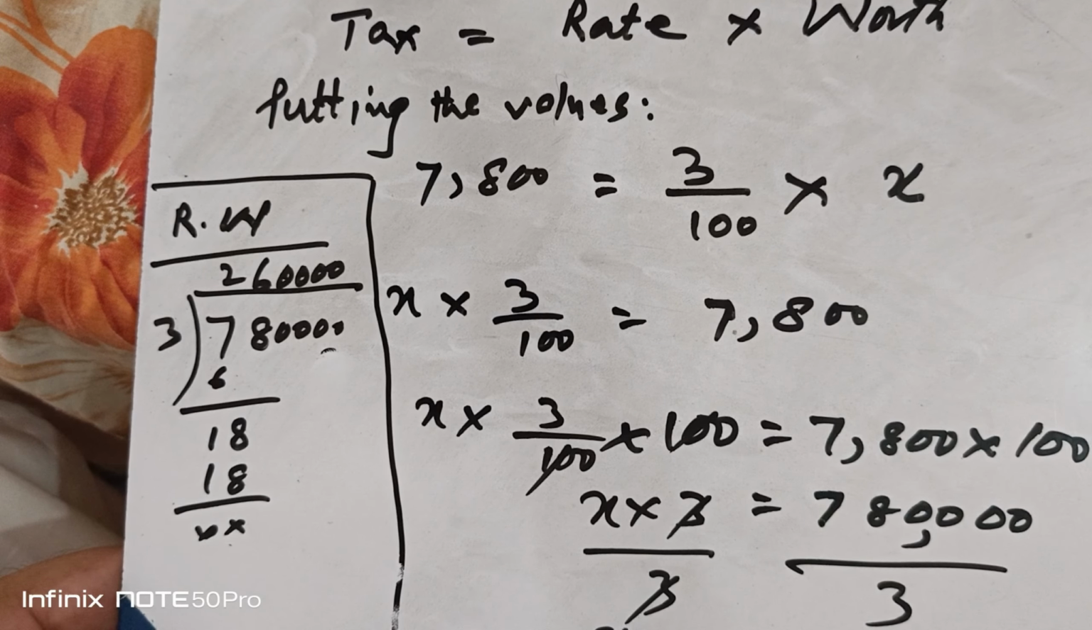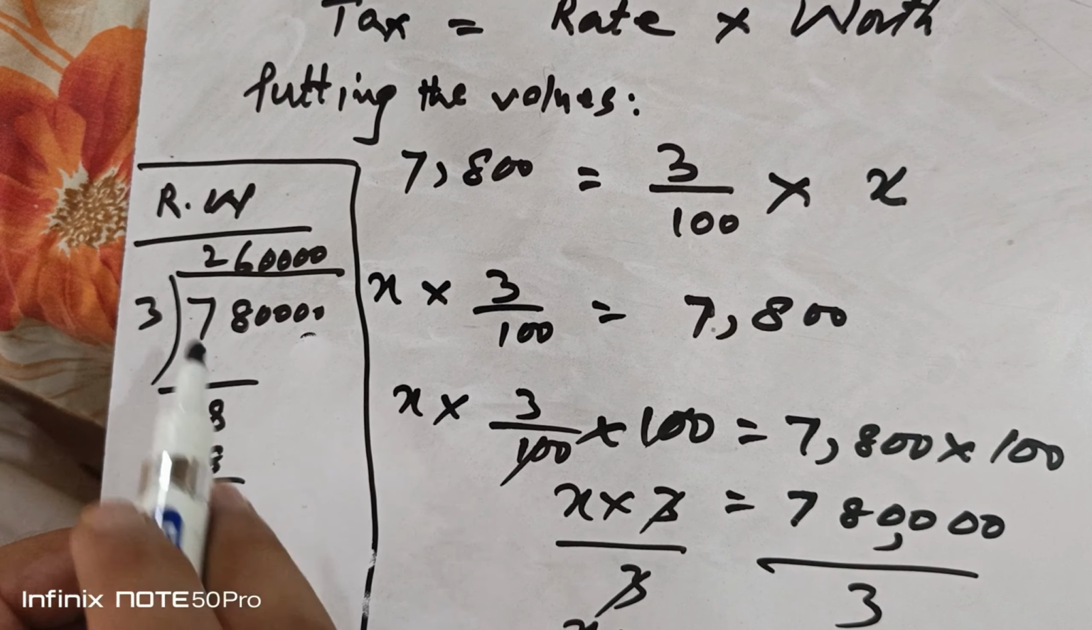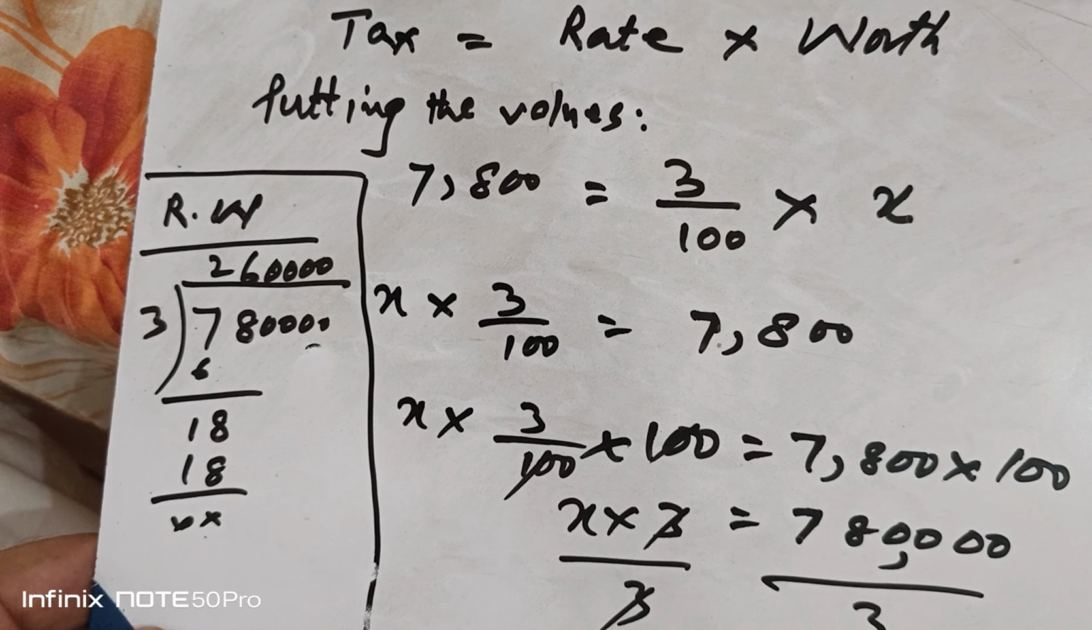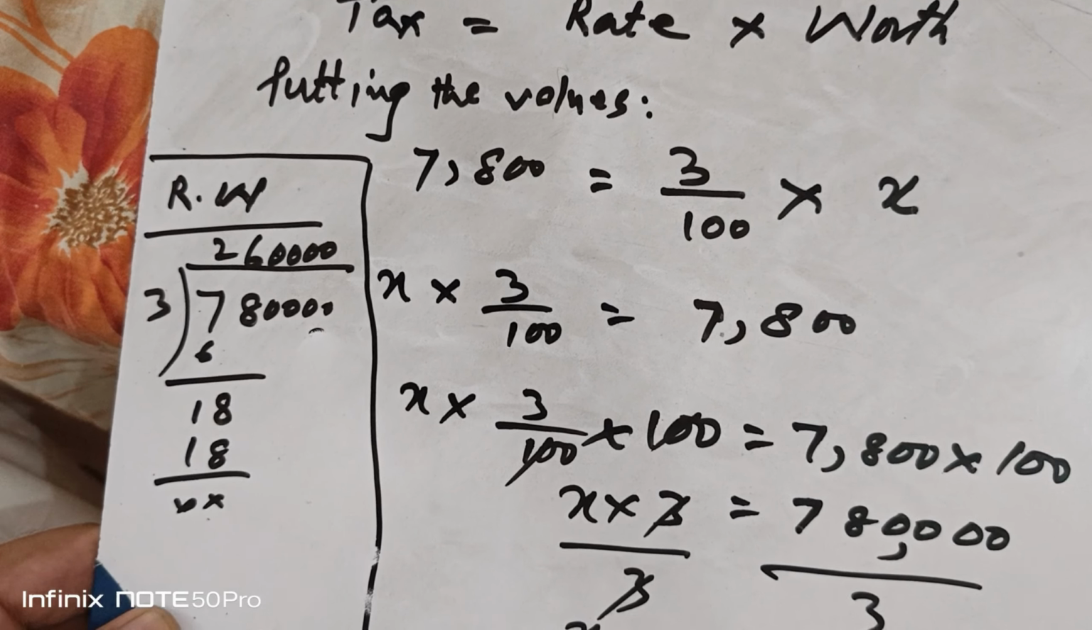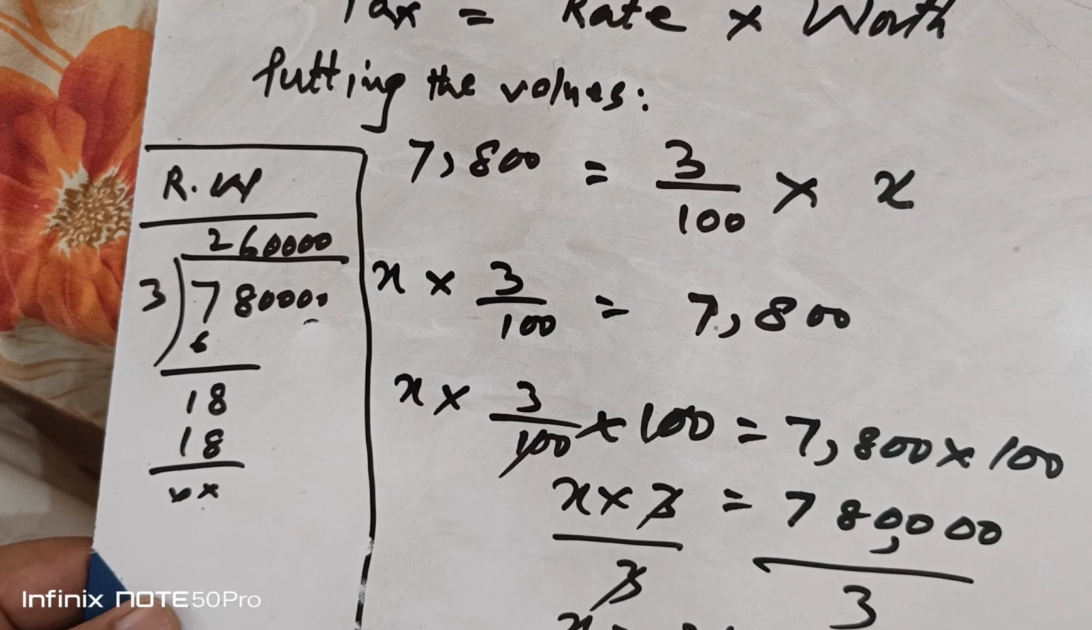So x is equal to this amount, 260000 and 0. So this will be read as 2,600.